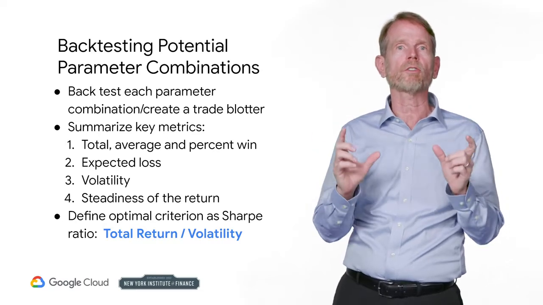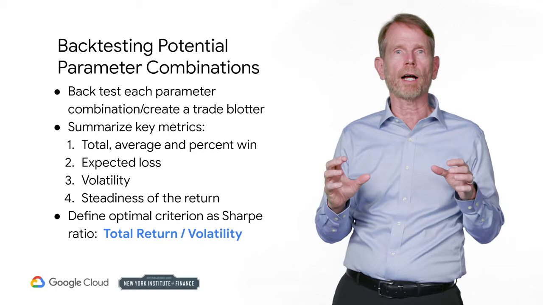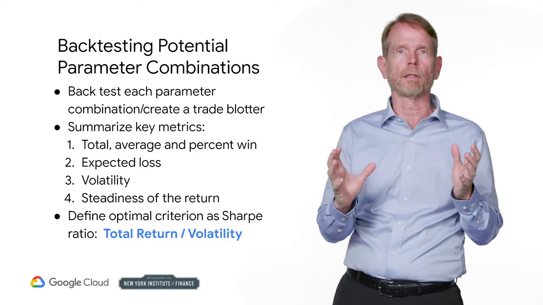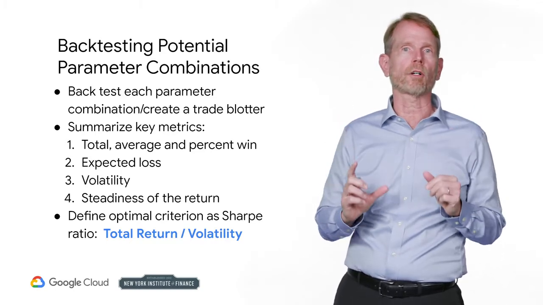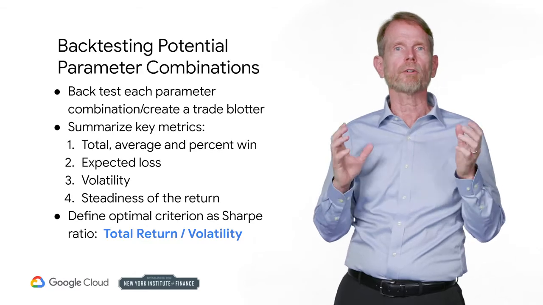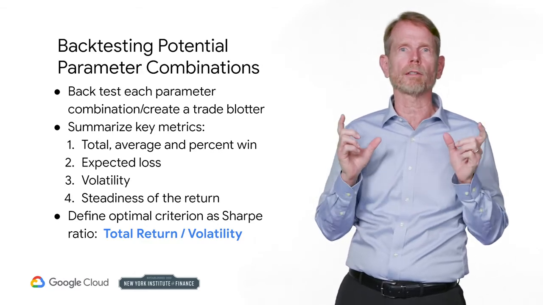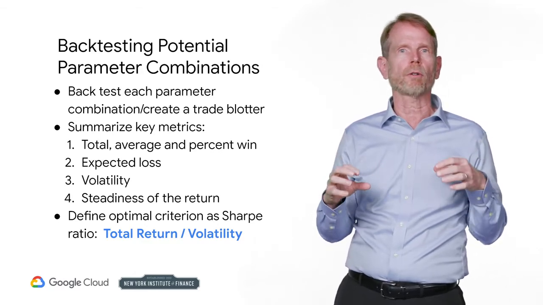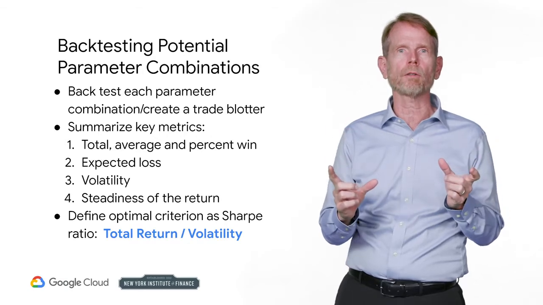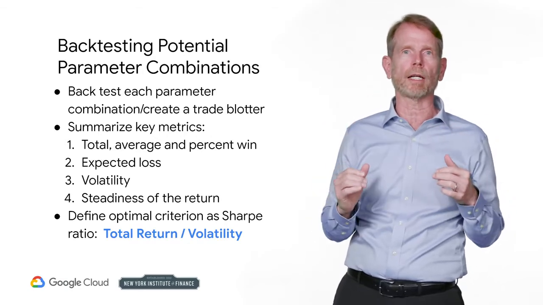Assume that you will use static pairs. You define an optimal criterion. You may choose the highest Sharpe ratio. This measures the total win per unit of volatility. Based on your 125,000 models, you select the top 50%.